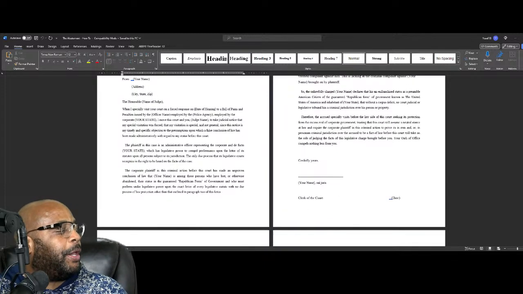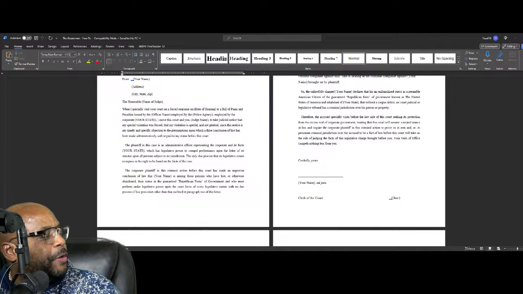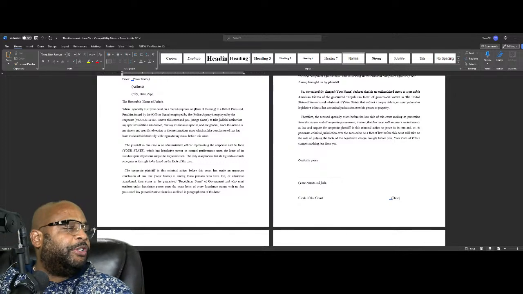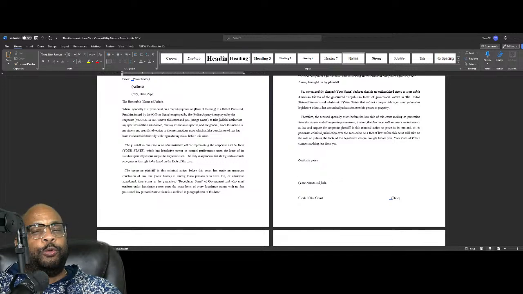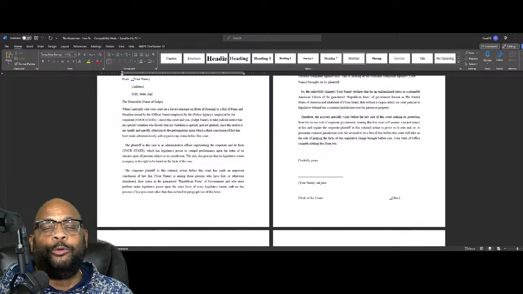It goes on, it says the corporate plaintiff in this criminal action before this court has made an unproven conclusion of law that John Doe is among those persons who have lost or otherwise abandoned their status in the guaranteed Republican form of government, and who must perform under legislative power upon the exact letter of every legislative statute with no due process of law protection other than that outlined in paragraph 2 of this letter, which is due process, to hear the facts of the case. But right here, this is another powerful paragraph as well. It's an unproven conclusion of law, all right? This conclusion of law, you bringing me into this courtroom, ain't been no conclusion of law that I'm a U.S.